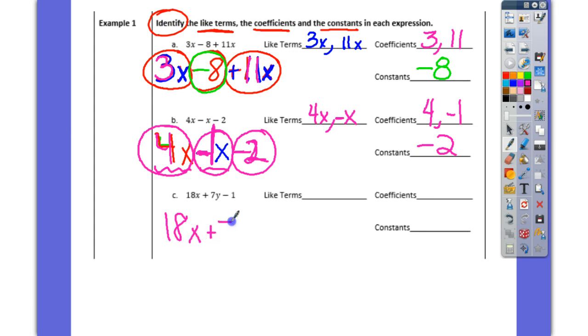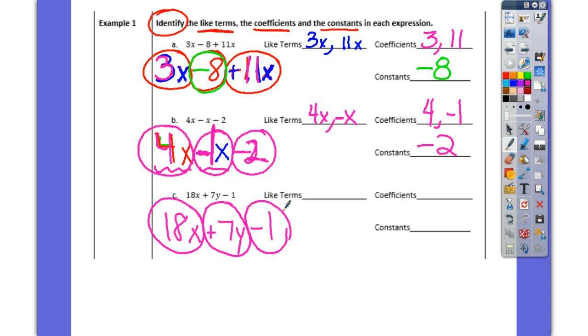18x plus 7y minus 1. What are my terms? How many? 3 again. First one is 18x. The second one is positive 7y. And the third one is a negative 1.